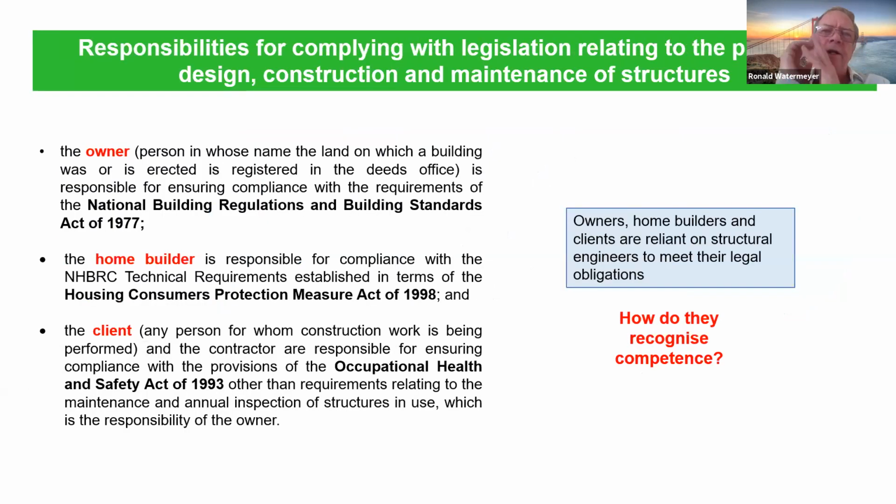If we come back to our legislation regarding the planning, design, construction, and maintenance of buildings, we will see that the owner is responsible for complying with building regulations. The home builder is required to comply with the NHBRC technical requirements, and the client has to deal with the occupational health and safety. Now, all of the owners, home builders, and clients are all reliant on structural engineers to meet their legal obligations. So the key question is, if we're going to effectively implement this legislation to protect the public, which the Competition Commission recognized, how do we recognize competence? How do we allocate a competent person to perform particular tasks?